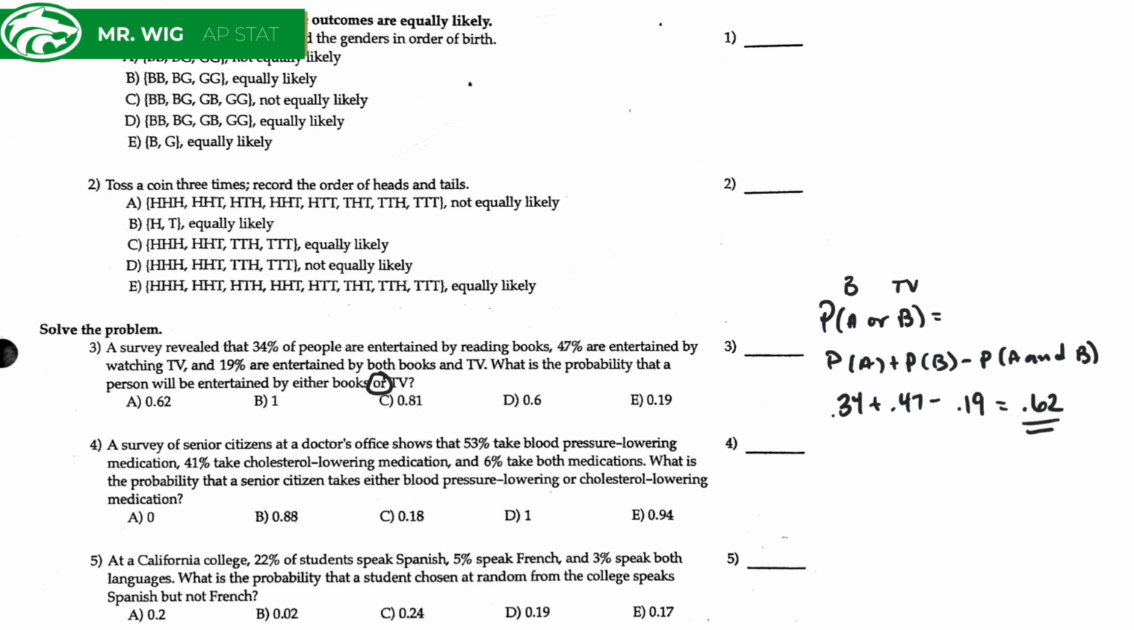It's just a matter of applying the rule when we see it's A or B. I need to make sure that if there is an overlapping section, then I need to actually be able to subtract that out.